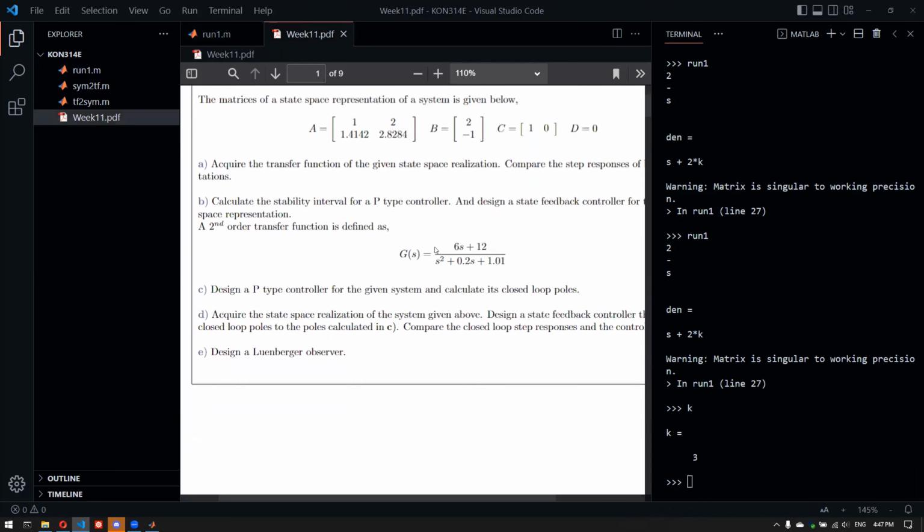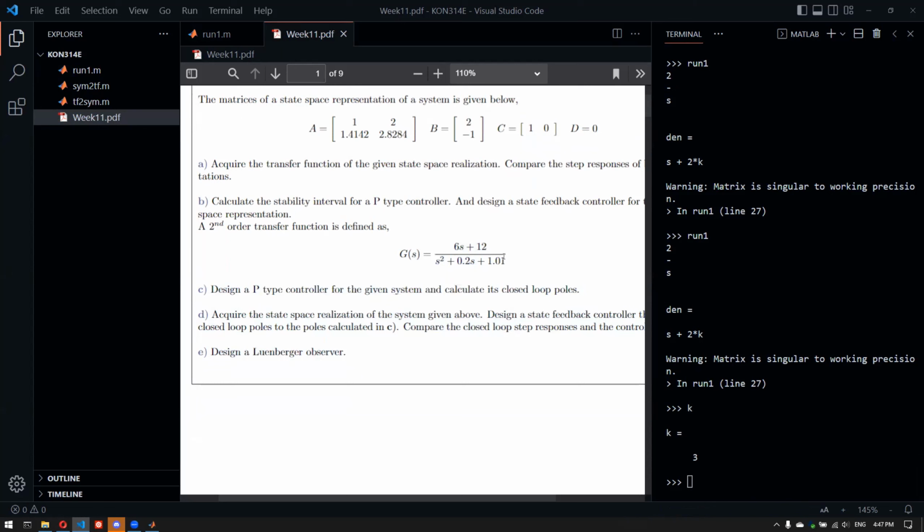So let's have a system that can actually work as a single-order transfer function. And then let's design a P-type controller. Let's design a state feedback controller. And then we're going to talk about another topic and then conclude our day.